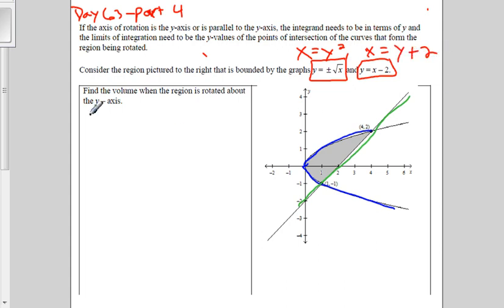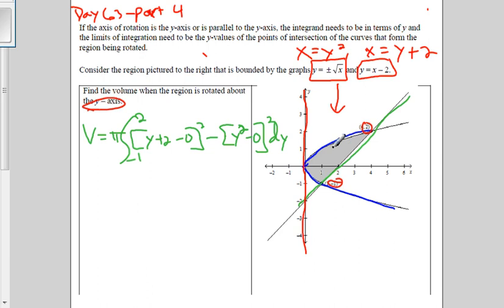So when I'm looking at it for the y-axis, our outer function is going to be the one furthest away from our axis of revolution or axis of rotation. So that's going to be the line. So let's set this up. And again, my y values, I'm going from -1 to 2. So let me pause and we'll set this up.